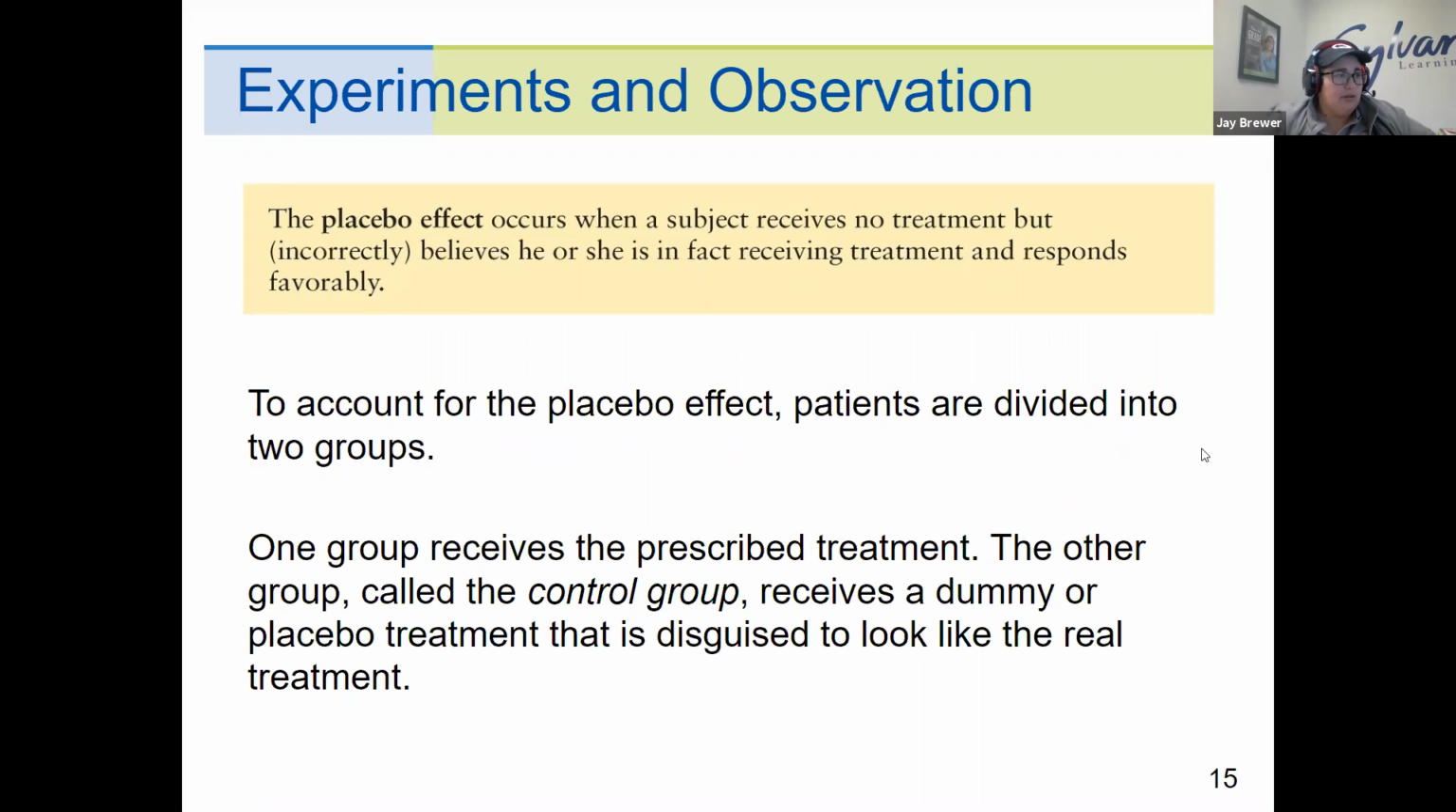This is just telling you what we've already talked about, that in order to use the placebo, we divide patients into two groups. One group is prescribed the treatment. The other group is called the control. It receives the dummy or placebo treatment that is disguised to look like the real treatment.